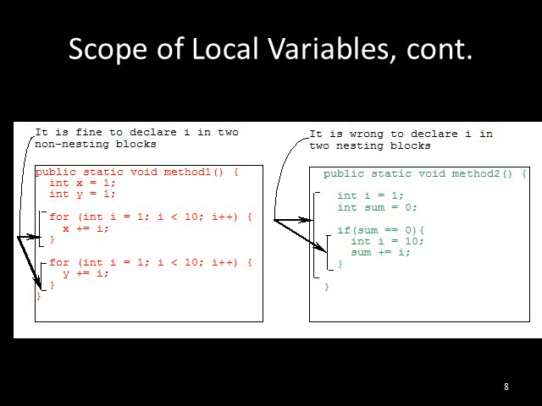In the red code on the left, I is created and destroyed in the first for loop before it is declared again in the second for loop. However, in the green code, I is already declared as having the scope of the entire method. Consequently, trying to declare it again inside the body of the if statement, for example, will throw a compiler error.